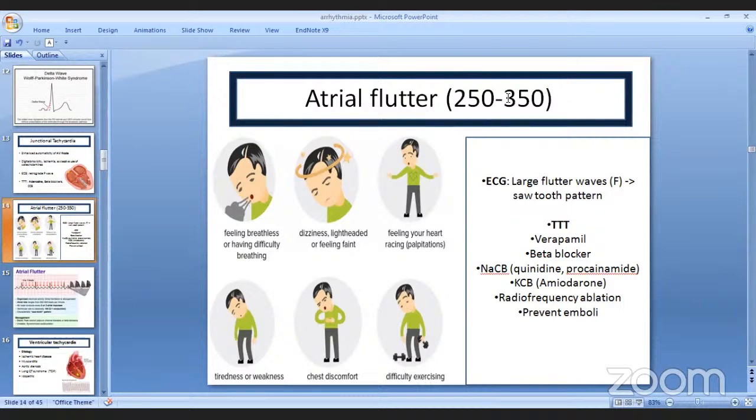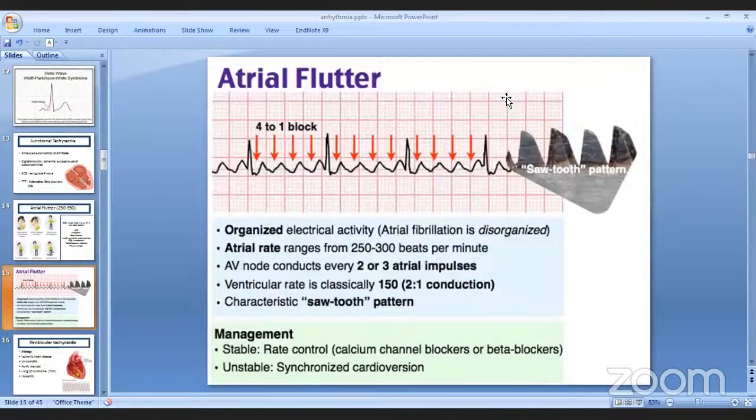So, what happens in atrial flutter? Let's talk about that a little further. Atrial flutter is organized electrical activity, meaning that it's regular. Look at the waves: these are four P waves, and after the four P waves there is an upstroke of a QRS complex. Again four P waves, then a QRS complex. This is what denotes atrial flutter.